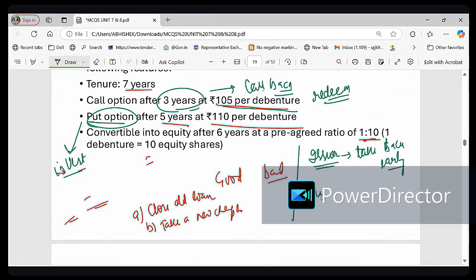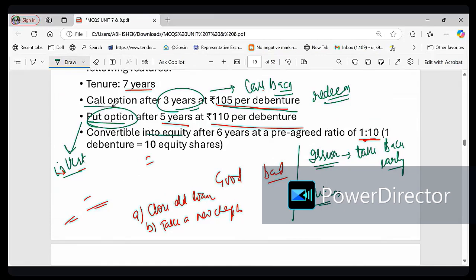Then what is a put option? Put option is the investor's right to return it early, right? Suppose the investor decides, no, I want my money back. Take your debenture and give me my money. That is called put option. And in the call option, the company says to the investor, okay, whatever debenture I have given you, I am returning the money, so give back my debenture. So that is the call option. And with a convertible debenture, the debenture is converted into equity, and that becomes a share later, right?